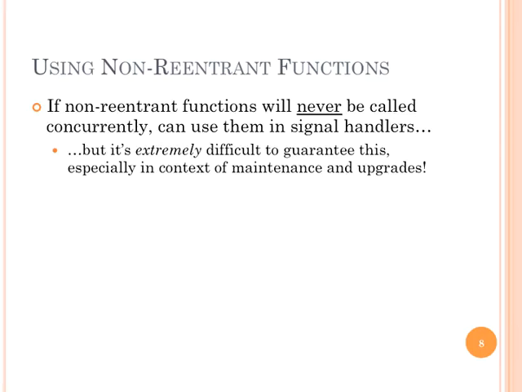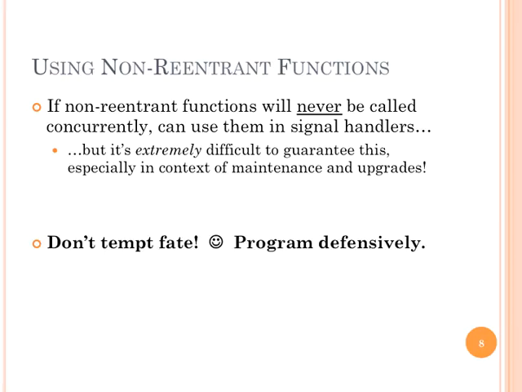Okay, let's see. So if you have situations where you can guarantee that the signal handler is the only place the non-reentrant function is called, well, then it's okay. You just have to be very careful, especially because you kind of forget about these kinds of things as you add new features to your program, and eventually you'll end up getting caught by it. So the best thing to do is to just be careful up front. Never use non-reentrant functions from signal handlers. Okay. Any questions about this at all?